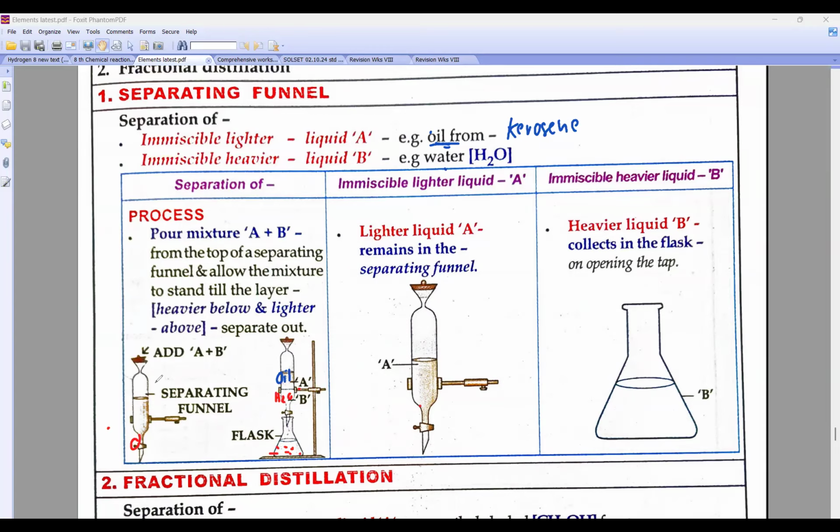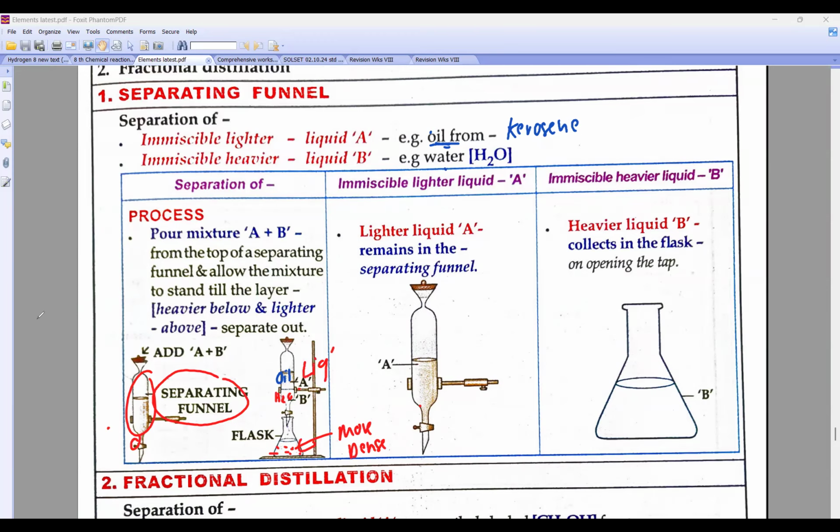What is the name of this apparatus? Separating funnel. What is the principle of separation in both? Difference in density. Which liquid will come out first? The more dense, the heavy one. Who will come out later on? The less dense, the lighter one.